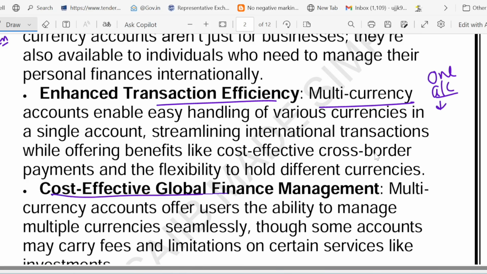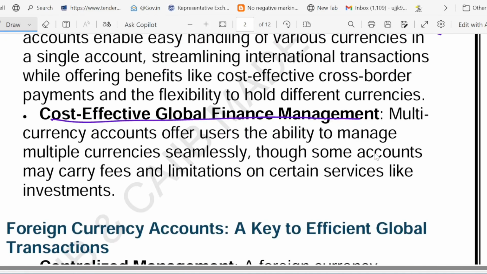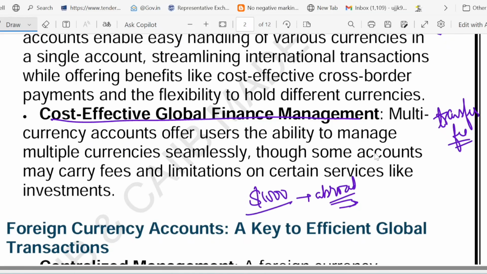Then we have cost-effective global finance management. It means it saves on transfer fees and exchange rates, right? You can see, so 2 kinds of fees get saved. First of all, transfer fees get saved. No more transfer fees, and exchange rate fees also get saved. Though some accounts may have minor fees for certain services. So suppose you are sending $1,000 abroad. A multi-currency account might charge $5 instead of a traditional bank.